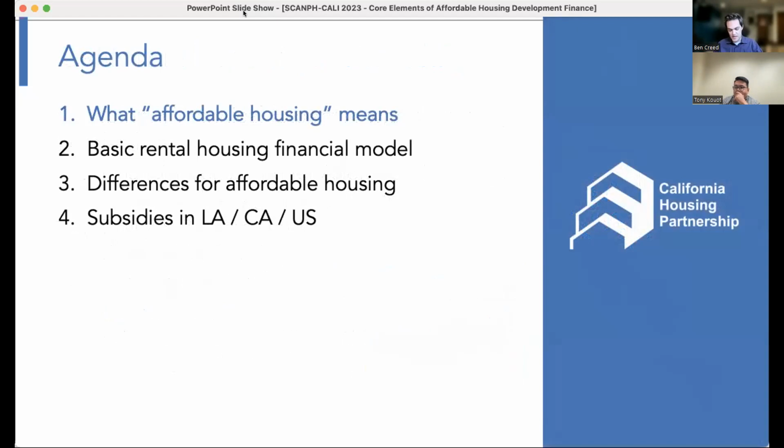So today, this is similar to the little agenda that you may have seen in the registration link. It's always important to talk about what we mean by affordable housing, because it can mean different things in different contexts. Once we've gotten on the same page about that, we're going to look at a very, very basic, maybe overly simplified, rental housing financial model, in order to compare that to what changes when the units are restricted at affordable levels for low-income households. Spoiler alert, it needs public subsidy. And so we're going to talk about some of the public subsidy programs that are available for projects in LA.